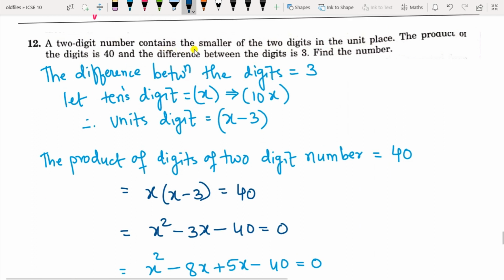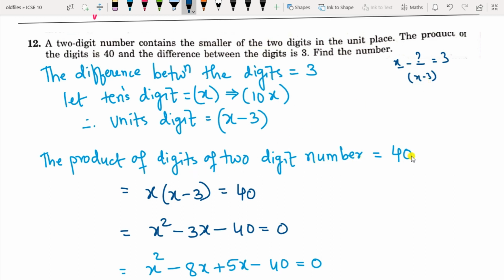A two-digit number contains the smaller of the two digits in the unit place. The product of the digits is 40 and the difference between the digits is 3. Find the number. The difference between the digits is given as 3, so let the tens digit be x, therefore the unit digit will be x minus 3. Just now I have shown above how we have to solve it. If the difference between the two digits is 3 and the tens digit is x, the other will be x minus 3.